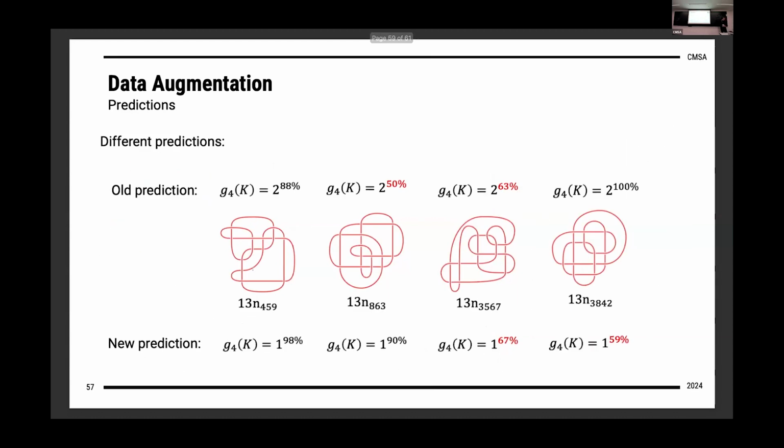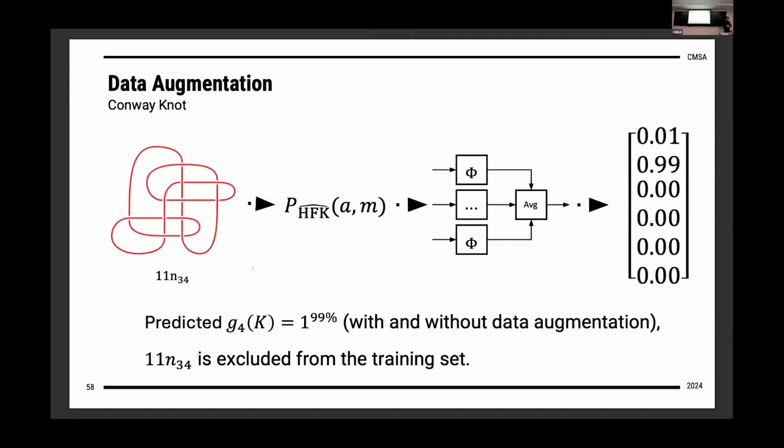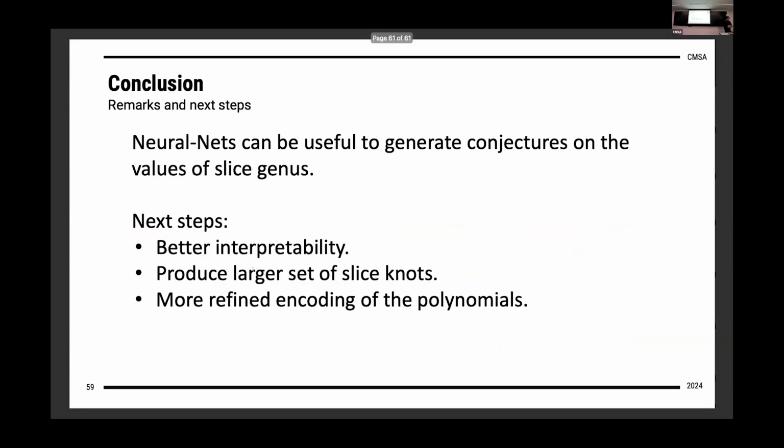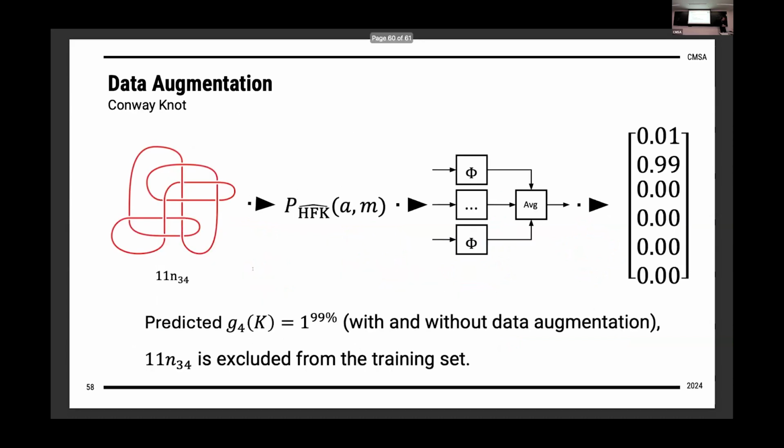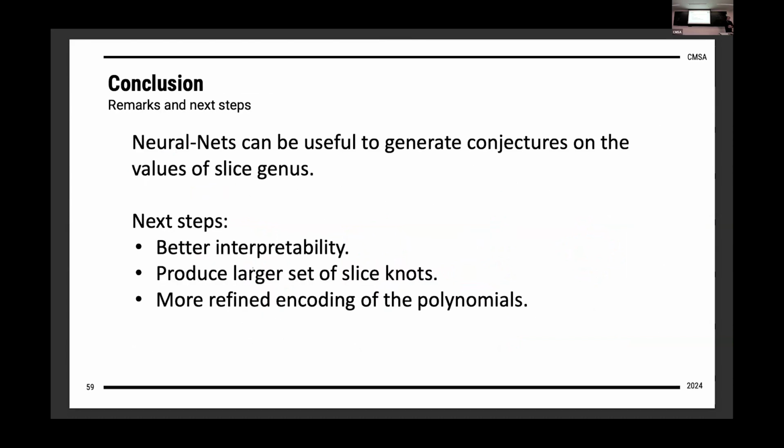Good. Another thing that can be tried, related to a more recent result, is to try to predict for the Conway knot. So we remove the Conway knot from the training data set and see if the network is able to predict it. By doing the same technique and ensembling the neural network, you can see that it is able to predict correctly that its slice genus equals 1. So that's essentially the main thing I wanted to say.